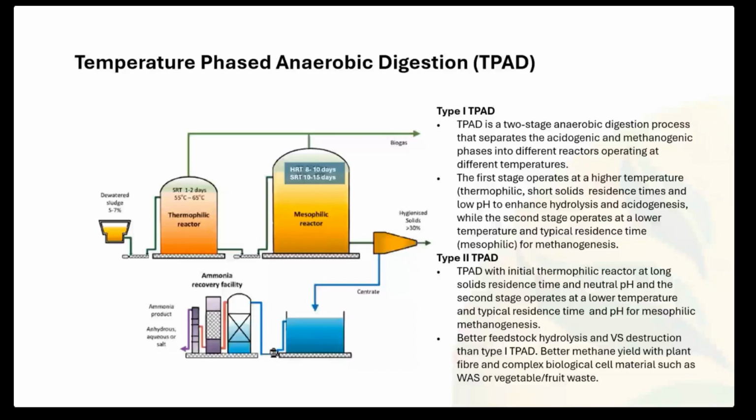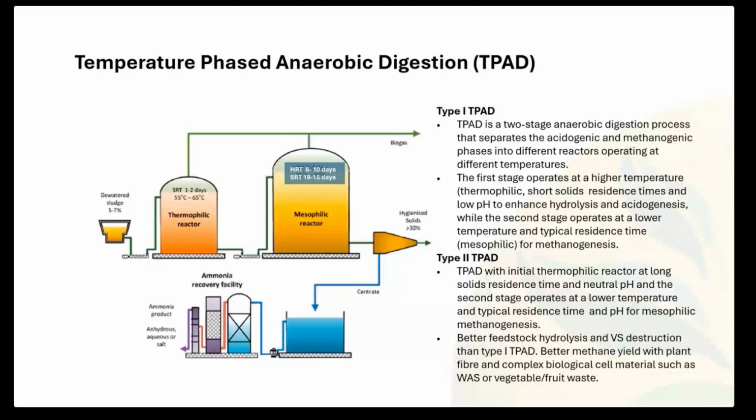The digested solids of this type 1 temperature-phased anaerobic digestion, temperature-phased because a thermophilic phase is followed by a mesophilic phase, can be removed for dewatering and then composting, and the centrate can be used as feedstock to recover the ammonia in ammonia recovery facilities. This is a typical type 1 TPAD.